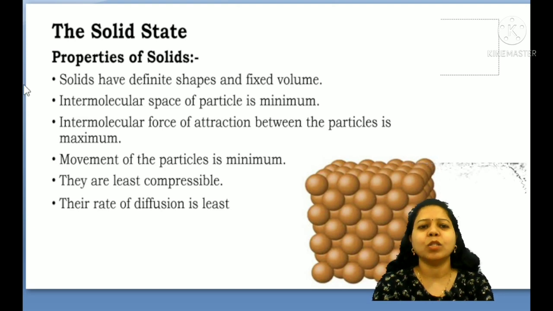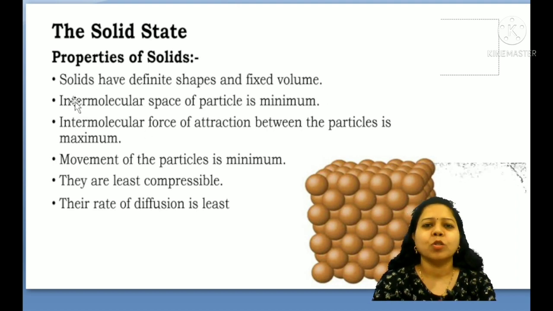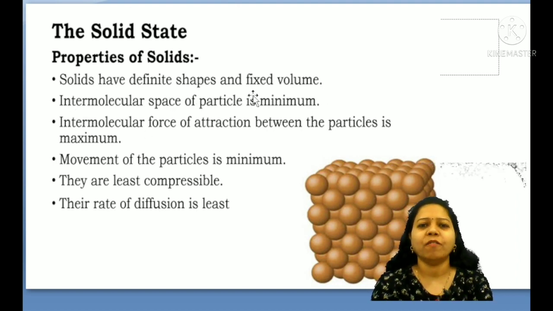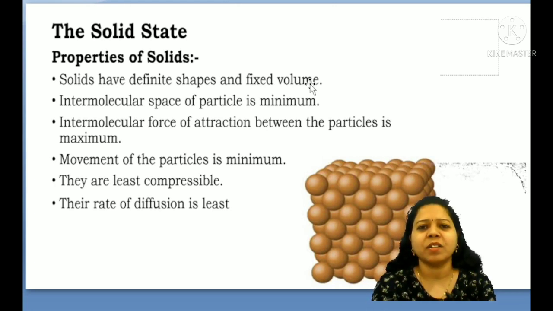First we'll see the solid state. And what are the properties of solids? We'll see one by one. Solids have definite shapes and fixed volume. The meaning of this is, if we are taking any substance which has its shape fixed and its volume is also fixed, it does not change, then we are saying that it is a solid.